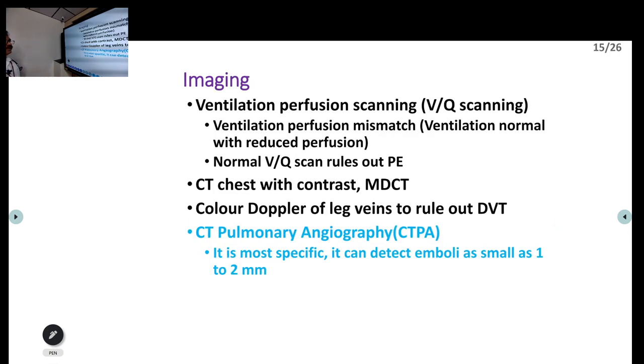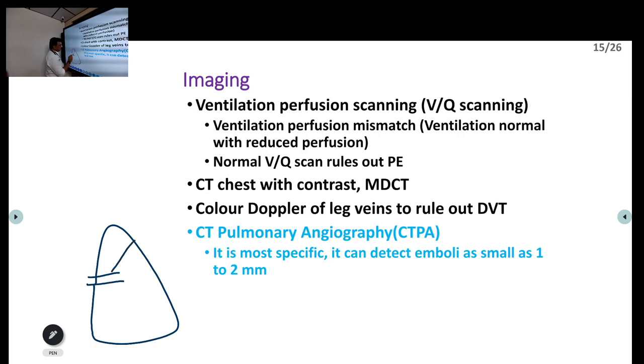Ventilation perfusion scan is a very important investigation in pulmonary embolism, but nowadays we are not routinely depending on that. The advantage of this test is if you are not able to do CT pulmonary angiogram due to any reason or non-availability, this may be very useful. This is a nuclear medicine investigation, and the problem here is ventilation perfusion mismatch in a lung field. The blood vessel will be there.